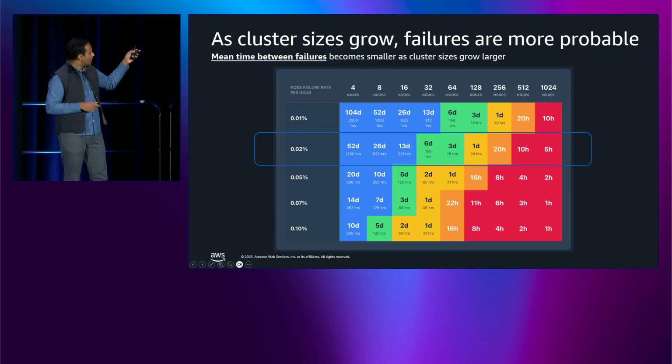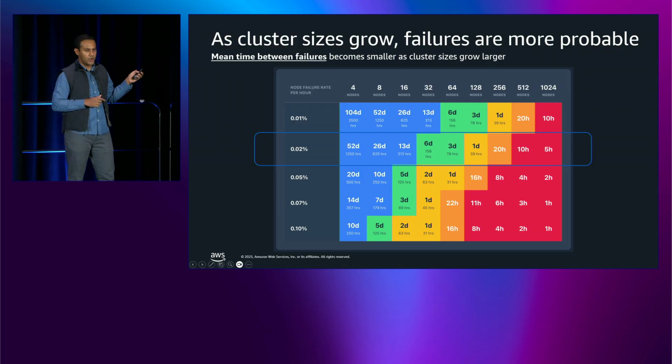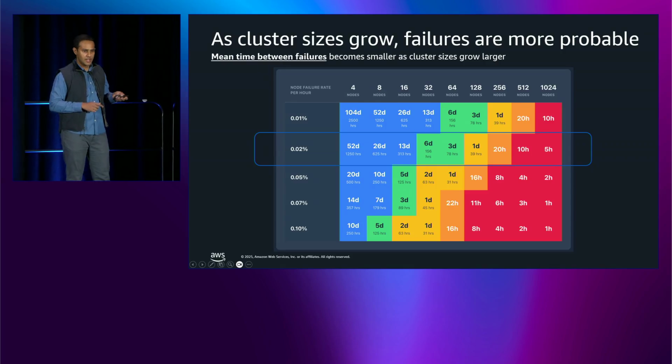And so the way we read this chart is that essentially as cluster sizes grow larger, the likelihood of a failure actually increases, which means that if you're on a cluster with 1,000 nodes and you have a probability of failure at 0.02%, that cluster is going to likely experience a fault every 4 or 5 hours.